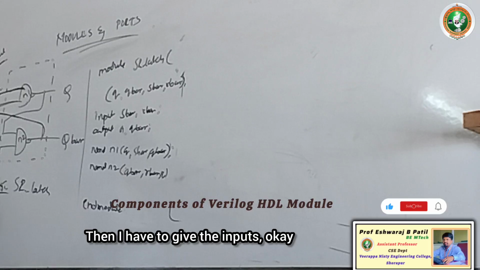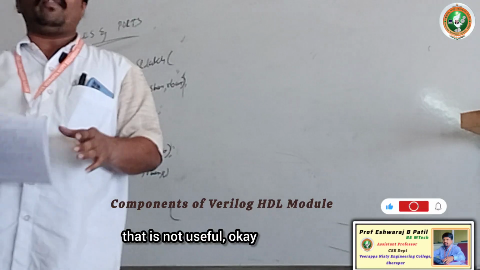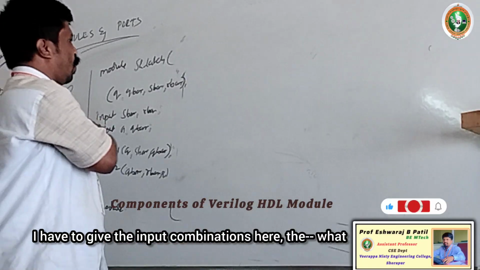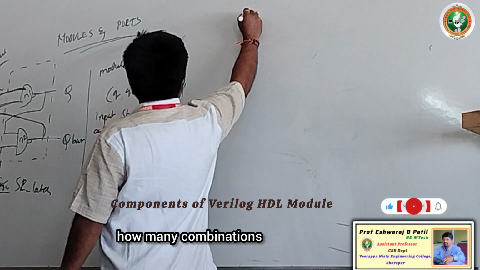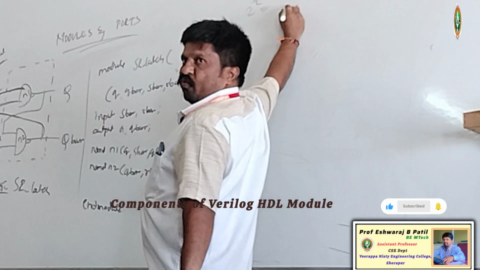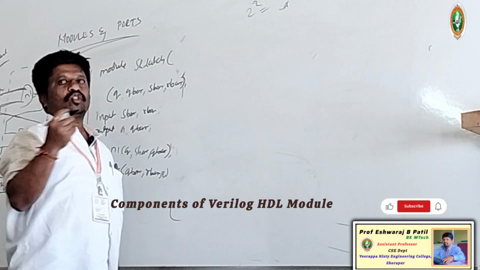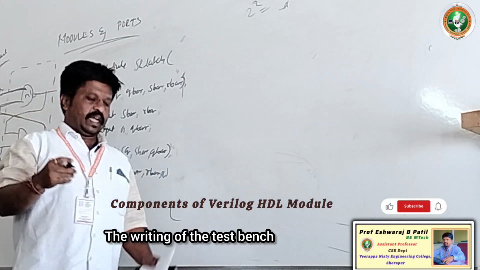Then I have to give the inputs. If I give only one input combination, that is not useful to know whether it will work or not. I have to give all the input combinations here. How many input combinations do I need? Because there are two inputs, it is 2 to the power of 2, which is 4. That's four input combinations I have to send. This is done by writing a test bench.